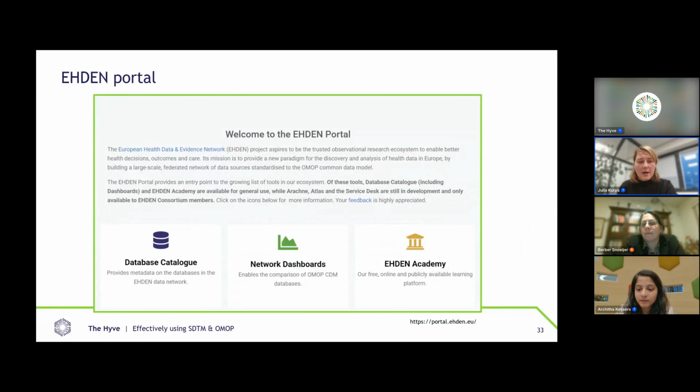There you can request an account, and there you can really use two aspects: the database catalog and the network dashboards. In the database catalog, you get all the metadata about the different data sources. For example, what's the description of the data? What type of data is there? What's the geographic coverage? How many people are included? But also the governance and the ethical approval processes, so that you know what you can use the data for. On the other hand, you have the network dashboards that allow you to see, at a high level, what data you have in the different sources.